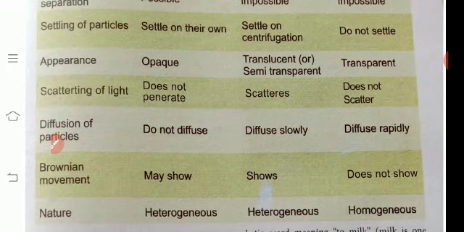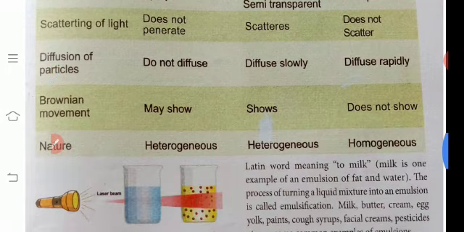Diffusion of particles: do not diffuse, diffuse slowly, diffuse rapidly. Brownian movement: may show, shows, does not show. Nature: heterogeneous, heterogeneous. Then true solution is a homogeneous mixture. Okay, listen.